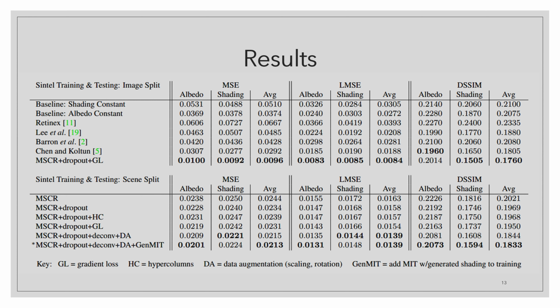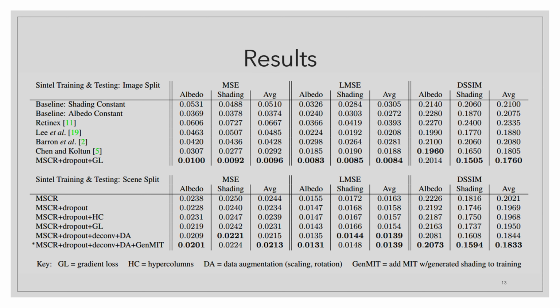The top panel of the table shows that evaluated on the Chen and Koltun test set, our MSCR dropout and GL model significantly outperforms all competing methods according to MSE and LMSE. It is also overall better according to DSSIM than the current state-of-the-art method of Chen and Koltun. While our albedo DSSIM is larger, our shading DSSIM is smaller. Chen and Koltun's method utilizes depth information and is also trained on the DSSIM measure directly, whereas ours is based on the color image alone and is not trained to optimize the DSSIM score.